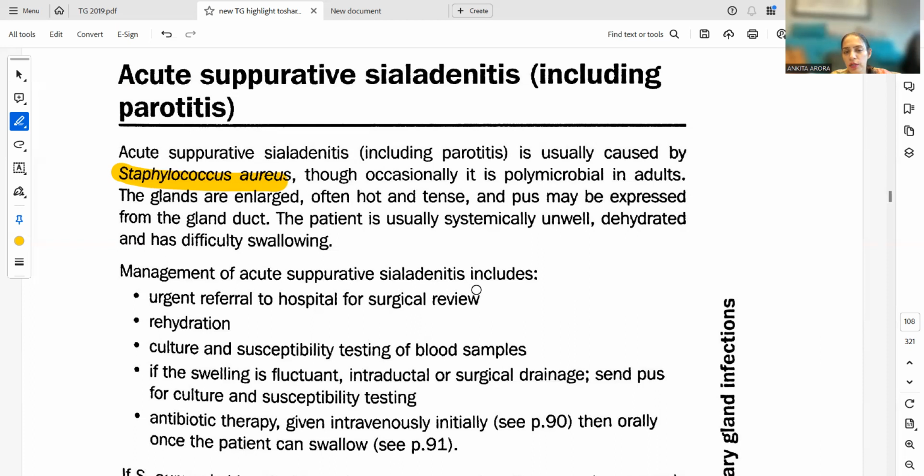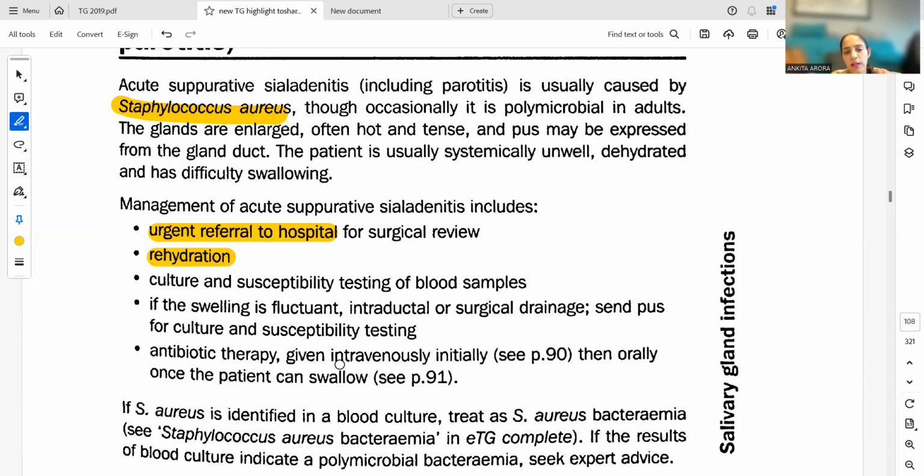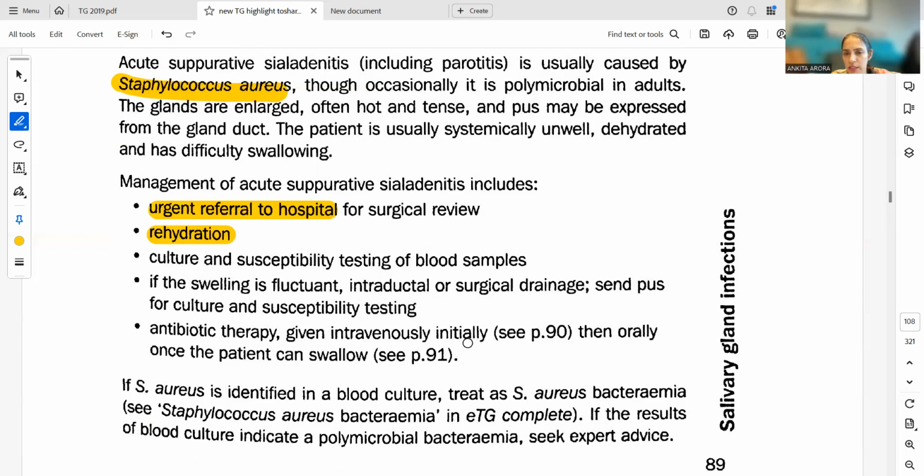Management of acute suppurative sialadenitis includes urgent referral to hospital for surgical review, and rehydration. Again, the patient's health deteriorates primarily because of dehydration. Culture and susceptibility testing of blood samples, though we can start empirical antibiotic therapy on the basis of Staph aureus. If the swelling is fluctuant, intraductal or surgical drainage, then send pus for culture and susceptibility testing. Antibiotic therapy is given intravenously initially, then orally when the patient can swallow.